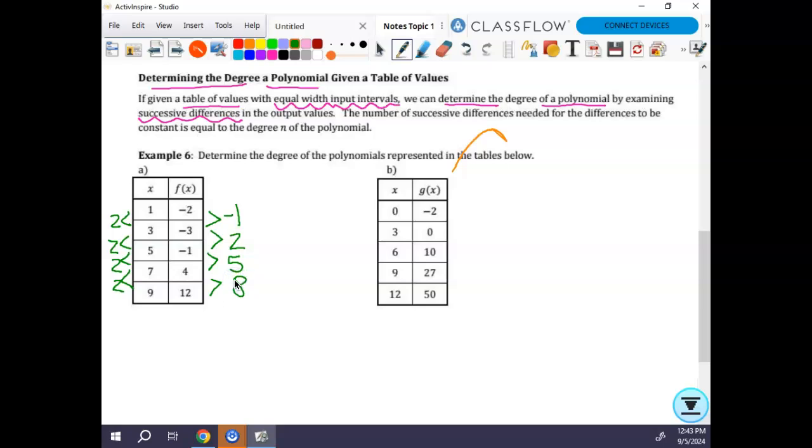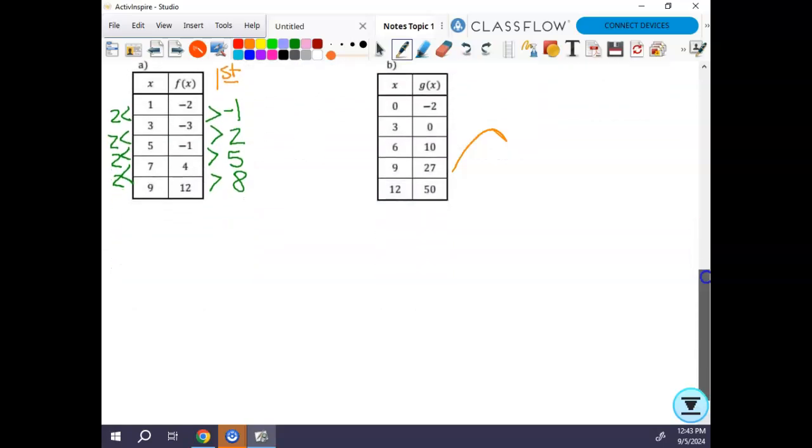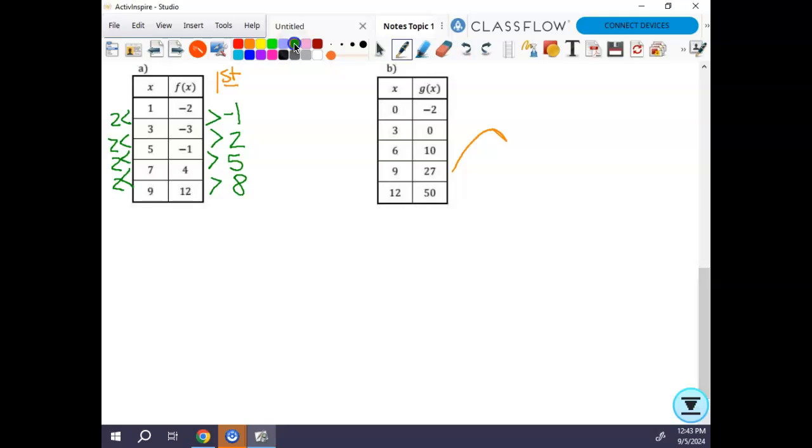Now you have to be able to add and subtract positive and negative integers to be able to do this. But so this is my first difference. Are my first differences constant? No. So I move on to my second differences.